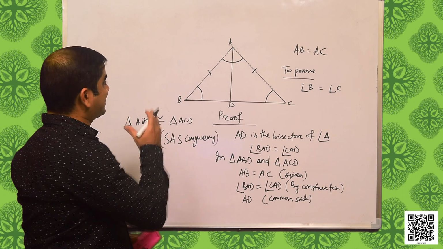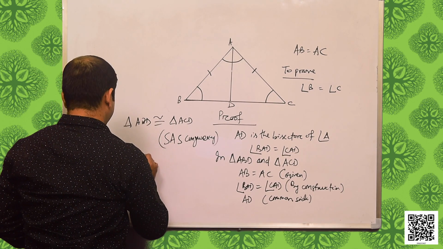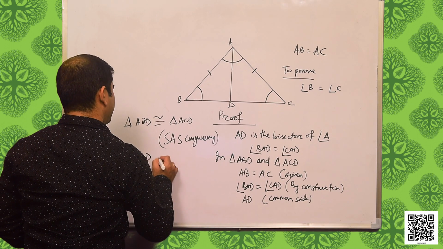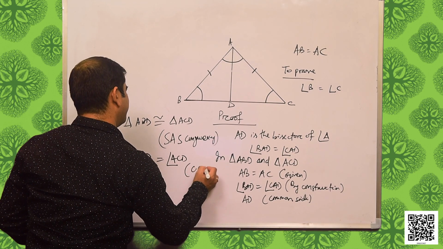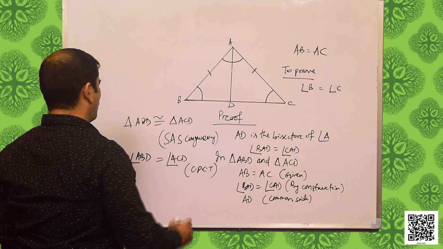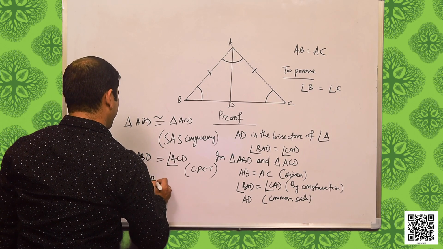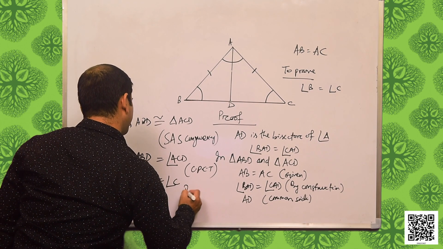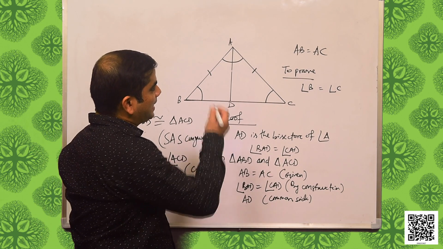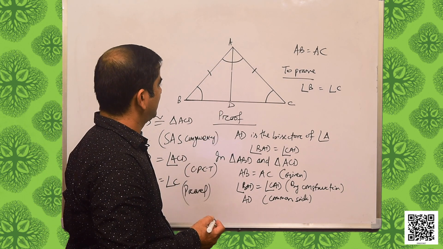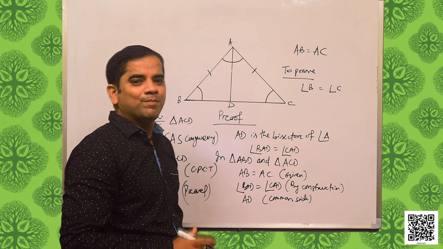As these two triangles are congruent to each other, I can say that angle ABD is equal to angle ACD, by CPCT. So, we have proved that angle ABD is equal to angle ACD, that means angle B is equal to angle C. Proved. So, what we come to know is that in case of an isosceles triangle, the angles opposite to the equal sides are also equal to each other.